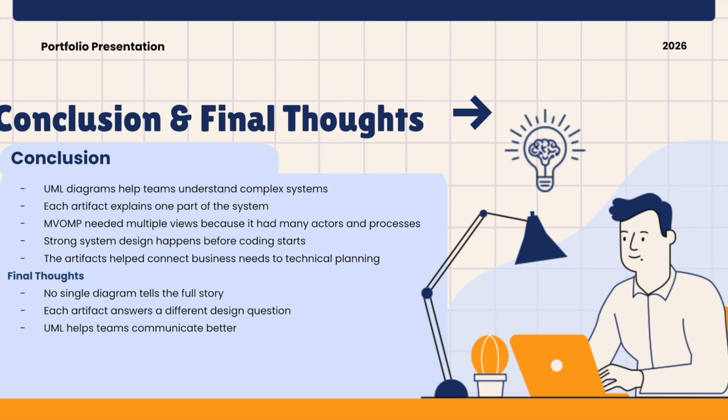Each artifact explained one part of the system. Some showed what users needed, some showed how workflows happen, and others showed the technical design. Our final thought is that UML is really about communication, and it helps the team stay on the same page and make better decisions early.